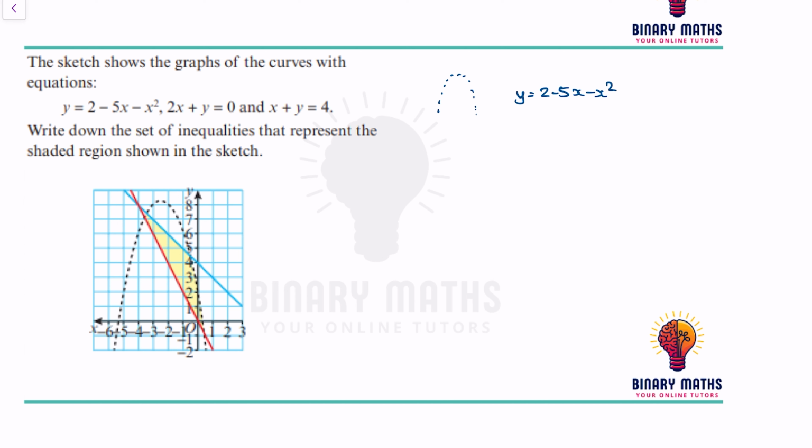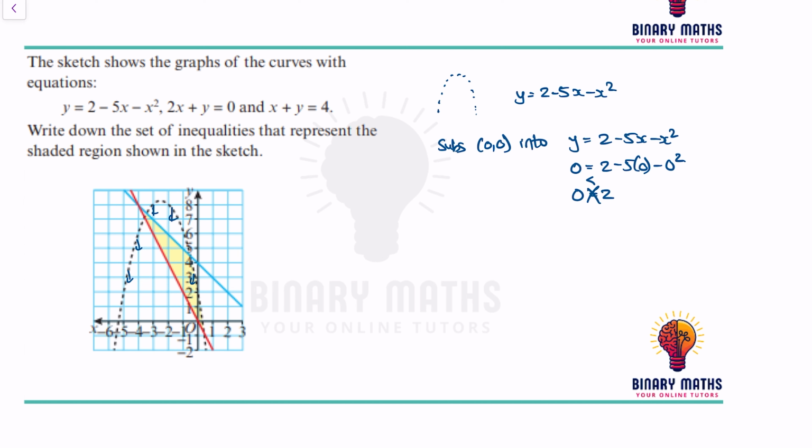Now I know 0, 0 is inside this region. I want everything inside the quadratic graph because it's the yellow part that I'm looking at. So substitute 0, 0 into y is equal to 2 minus 5x minus x squared. I get 0 is equal to 2 minus 5 times 0 minus 0 squared, which ends up getting 0 is equal to 2. Now, obviously 0 is not equal to 2. 0 must be less than 2.